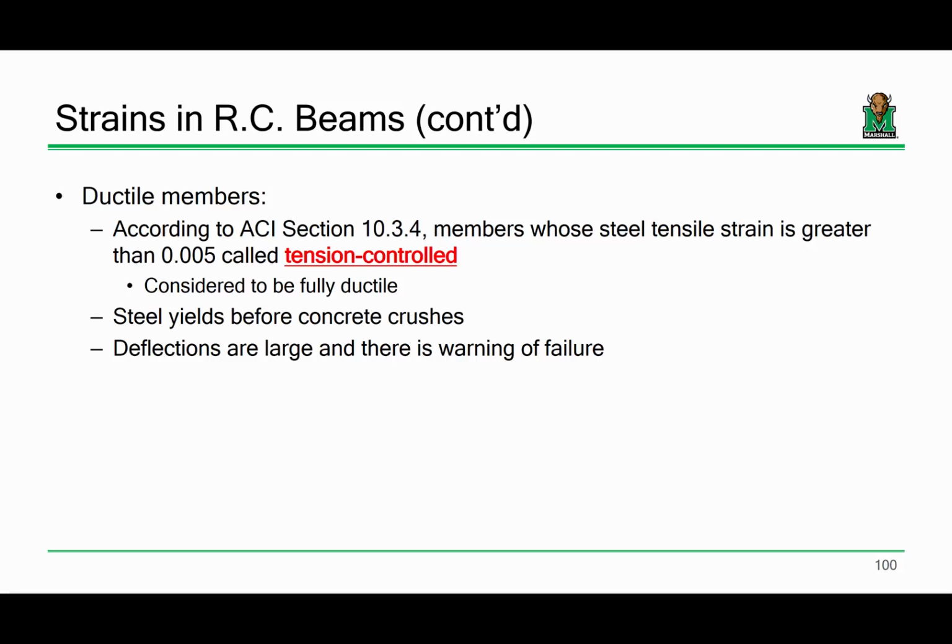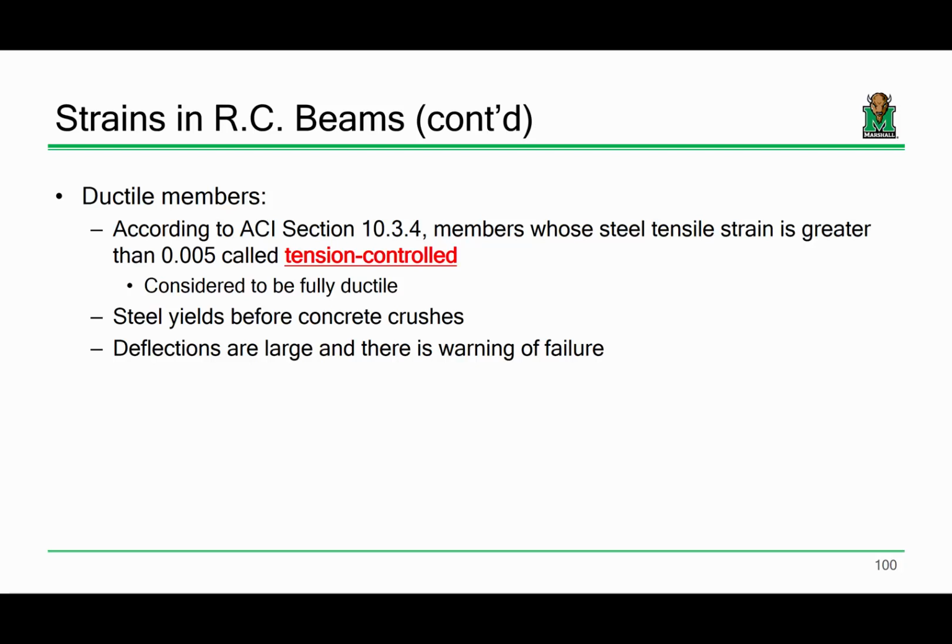Okay, let's talk about ductility. I'm going to introduce a term called a tension-controlled section. A tension-controlled section is really just a fancy way of saying this: you have a reinforced concrete beam, so you have concrete in compression and steel in tension. A tension-controlled section is a section whose behavior is governed by the behavior of the steel. In other words, the steel yields before the concrete crushes. Generally, we want that to happen.